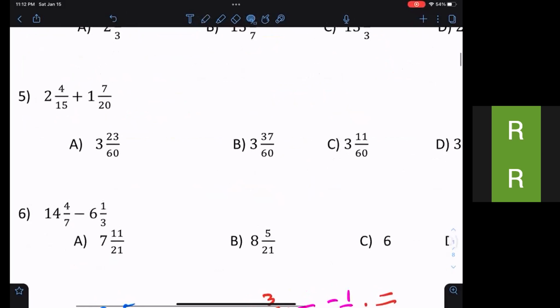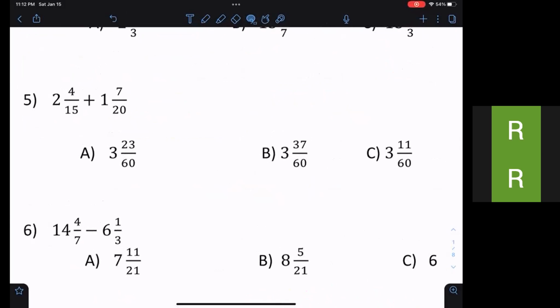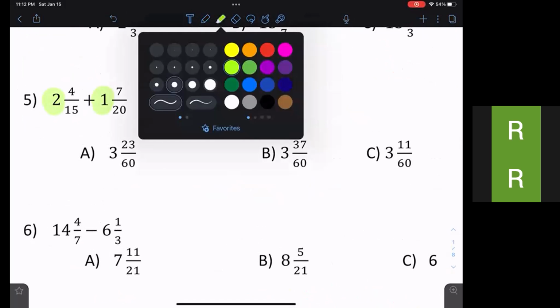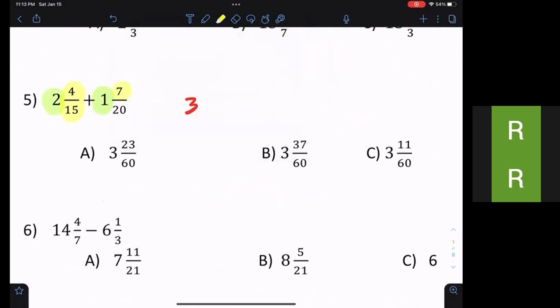The next question is asking you to add mixed numbers. So the easy way to do this is just add these two together. So this is 3, and now you need to add these fractions, right? These proper fractions together, right? So that's going to be 4 over 15 plus 7 over 20. And someone in class said that I need to find a common denominator. Common denominator means these two numbers in the denominator must be the same. So I need to multiply by some number to make them the same, right?